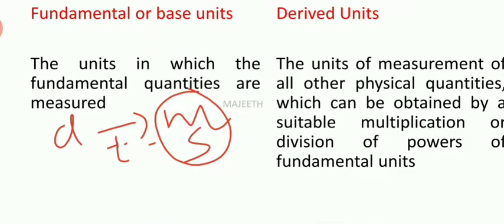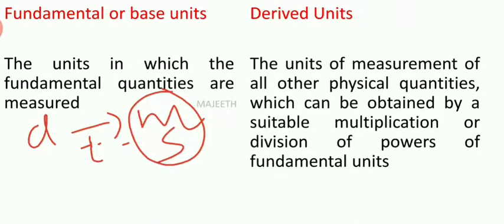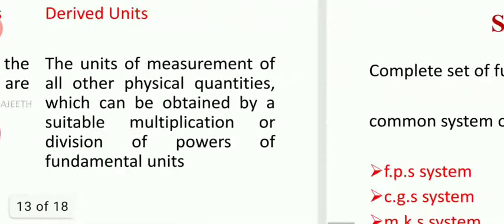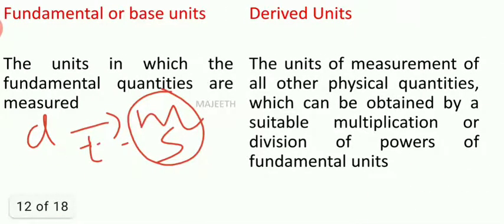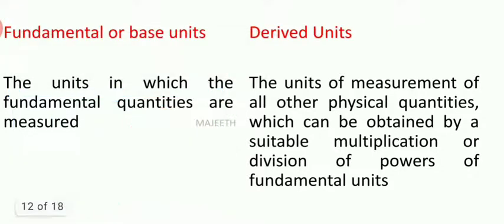Next are the units of measurement of all other physical quantities. Except fundamental quantities, all other physical quantities are measured by units known as derived units. These are units which are obtained by a suitable multiplication or division of powers of fundamental units. So what is a derived unit?